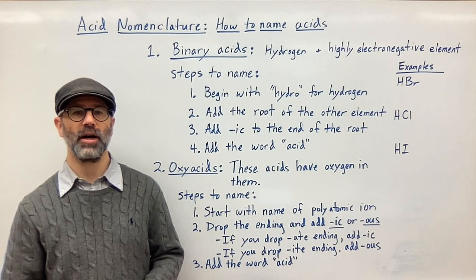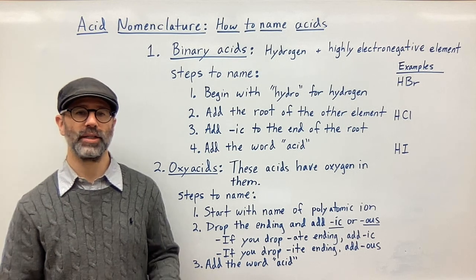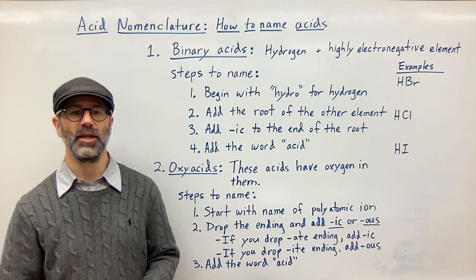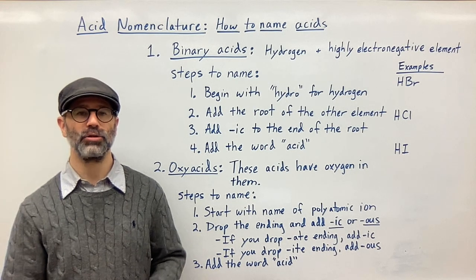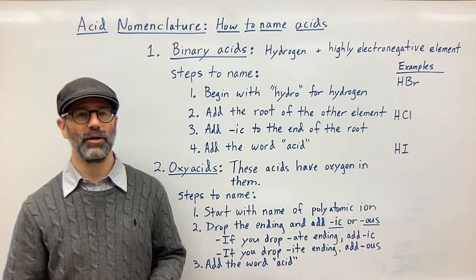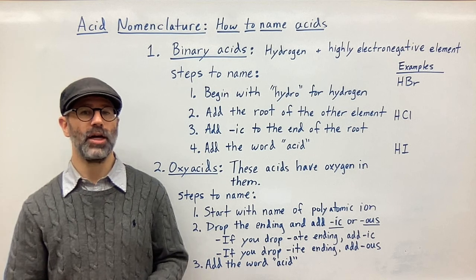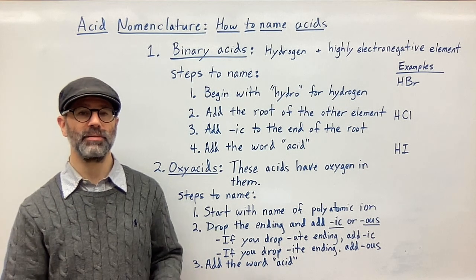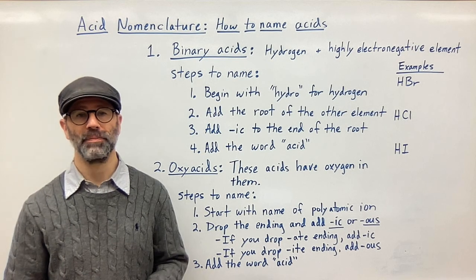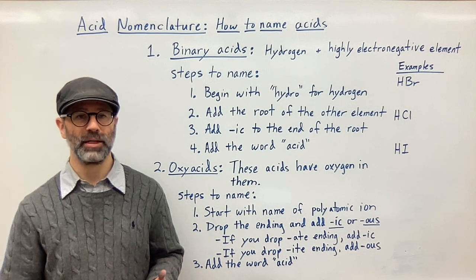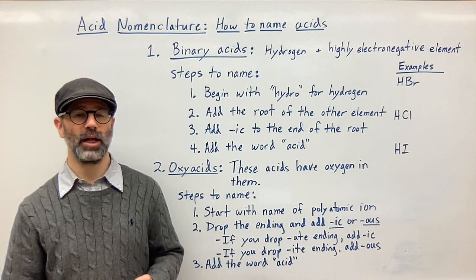The first thing is that we have two groups or two categories of acids. One is called your binary acids, and one is called your oxyacids. The names kind of tell you about the acids. Binary acids are acids that contain two elements. The first element is hydrogen, and your second element is some highly electronegative element. That's what binary means. It means two, so when you have a binary acid, you're going to have two elements.